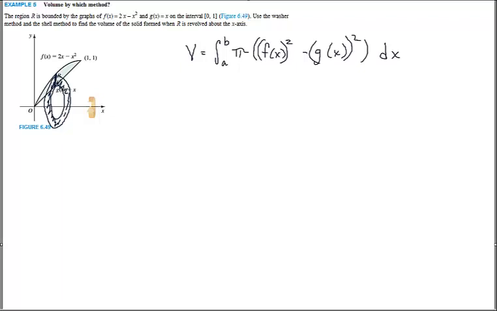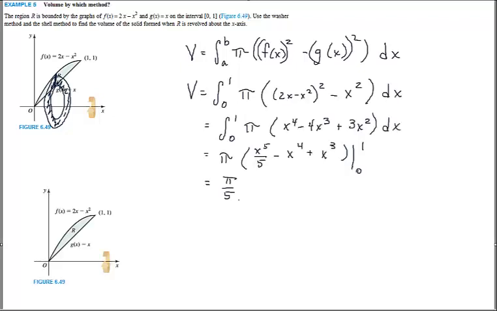So that's what I'm going to do. V equals my limits of integration. I'm integrating with respect to x, so I go back and forth across here, and I see that it goes from 0 to 1. Pi, and I need to find my top function. That is kind of ugly: 2x minus x squared, quantity squared, minus this whole, well, that one's not too bad, which is just x quantity squared dx, and I'll do that integration.